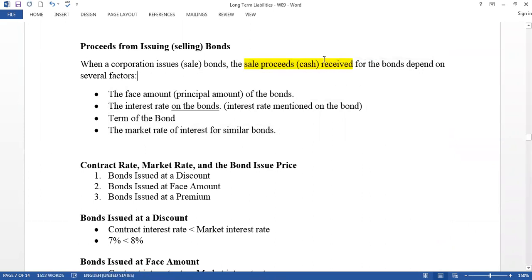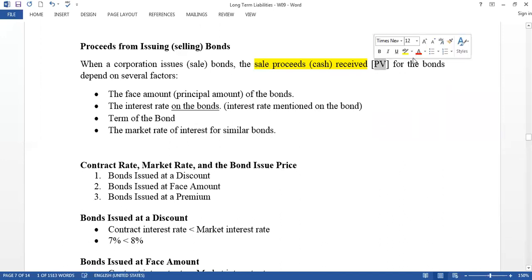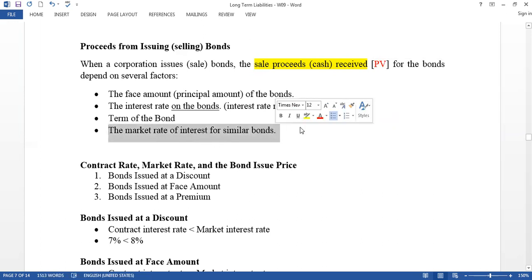This amount is called the present value. Another term is present value. So what is the money you are going to receive today? Today means present value, okay? This amount is going to be determined based on the market interest rate of the similar bond.